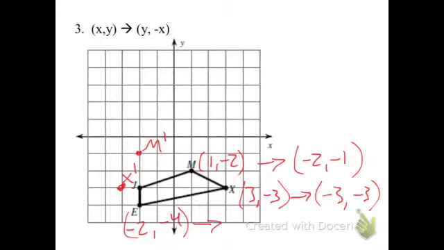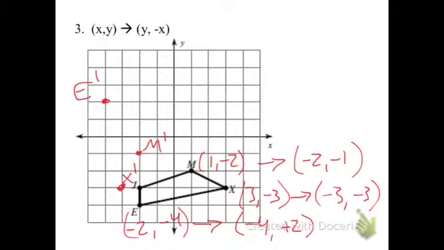E is currently at (-2, -4). If you switch the coordinates, you'll get (-4, -2). But you have to change the sign on the second coordinate there. Like I said, it's there. And so we're going to get (-4, 2) as our new coordinates for E. So there's E prime.